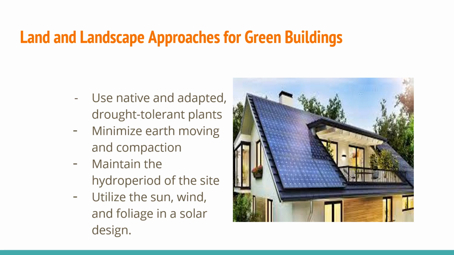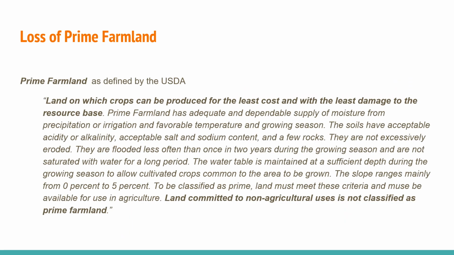Now, native and adapted drought-tolerant plants is a process formerly referred to as xeriscaping, but that will be covered more in the water management chapter later on. For now, I'm going to move on to the loss of prime farmland, which, as defined by the USDA, is the land on which crops can be produced for the least cost with the least damage to the resource base. It has an adequate percentage of precipitation and nutrients and everything that we need to actually grow crops. Land committed to non-agricultural uses is not classified as prime farmland.